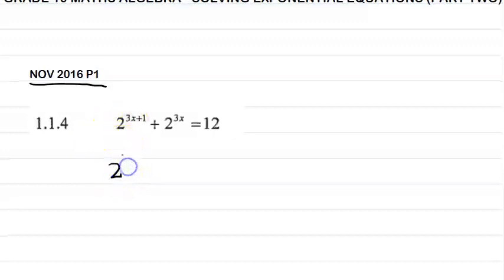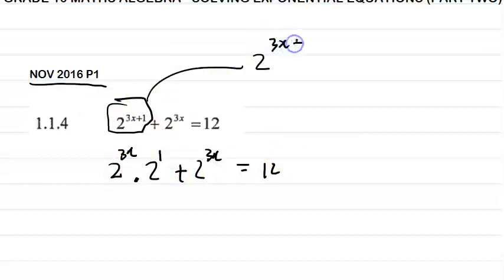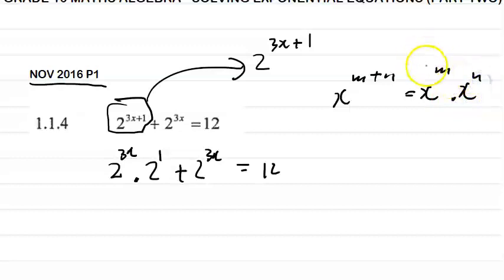So first of all, we're going to write a separate term. So 2 to the 3x times 2 to the 1 plus 2 to the 3x equals to 12. So as you can see here, you write as separate terms. Which law am I using here? So basically 2 to the 3x plus 1 is like saying x to the m plus n, which is equals to x to the m times x to the n. So you're using this law where if you have common bases and you multiply, you add the indices. So basically every law, you must be able to go backwards and forwards. So that's how you can now write as separate terms.